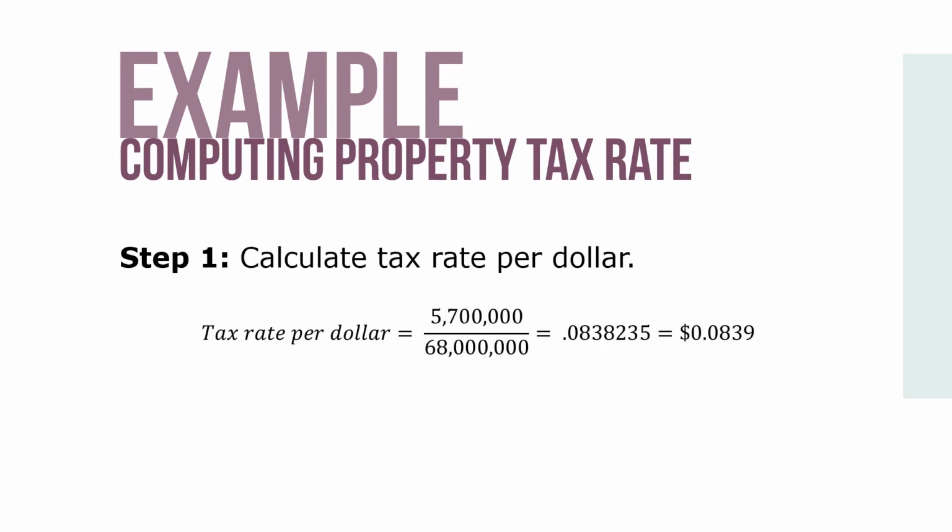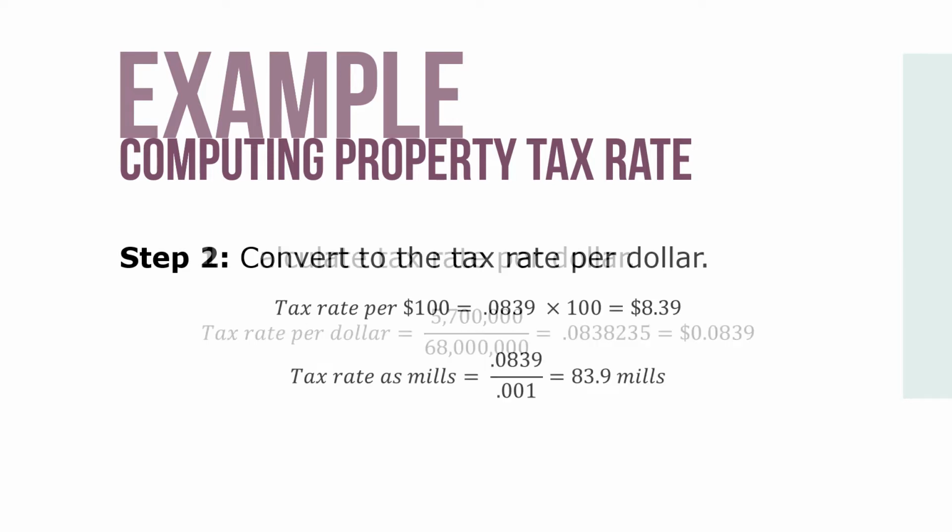Step 1. Calculate the tax rate per dollar. Tax rate per dollar equals 5.7 million divided by 68 million, which equals 0.0838235, or 0.0839, or 0.0839 cents.